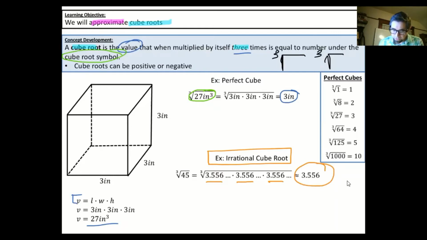Now, one more thing to note is this symbol right here. What I'm using is the approximately equal to symbol because an irrational cube root, we can only approximate it, which is the actual skill of the lesson. We're going to be coming up with this 3.556 decimal, only don't worry, I'm only going to make you do it to the tenth. So let's go to the skill.